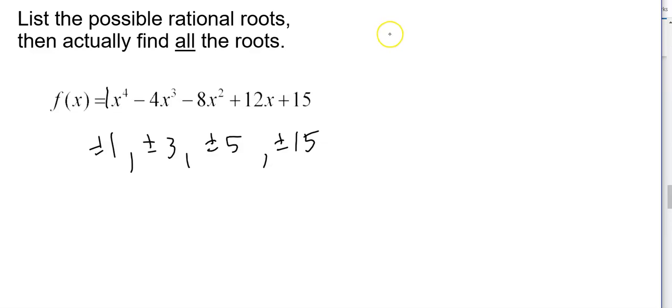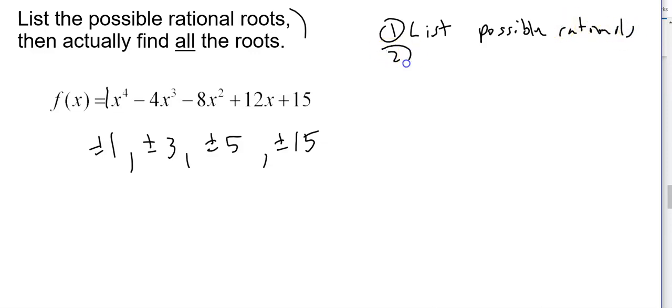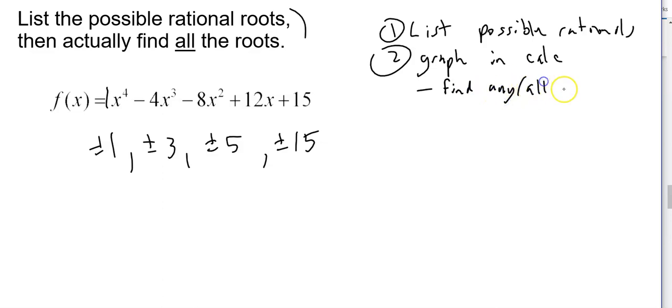So to do this, you want to first list the possible rationals. List the possible rationals using the theorem. Second step, graph in your calc. Kind of an addendum to that, find any and all rational solutions from the calculator.